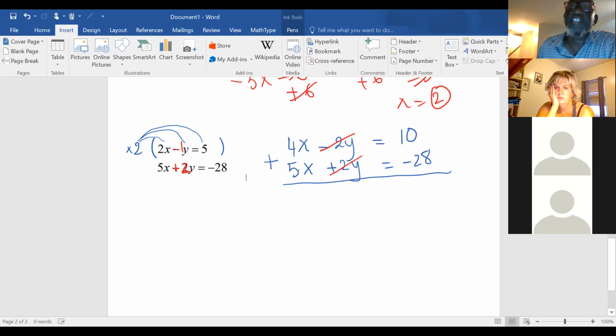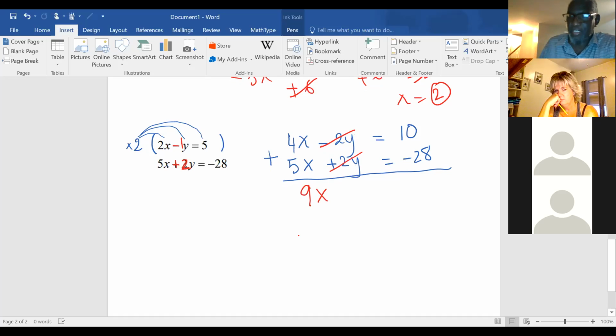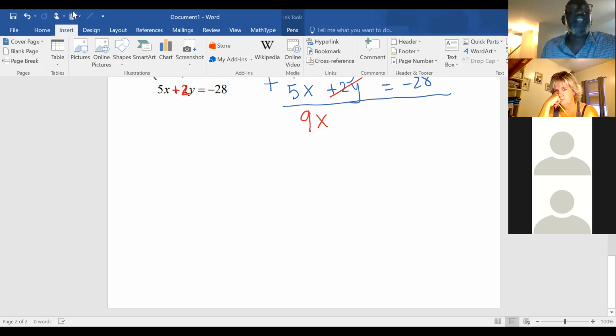Now watch how many x's I have now. 9x. So then you're not always going to have a positive and a negative? You could have two positives. No, what we want here now is on the y variable. You see, the rules don't say it has to be about the x. It's either x or y.